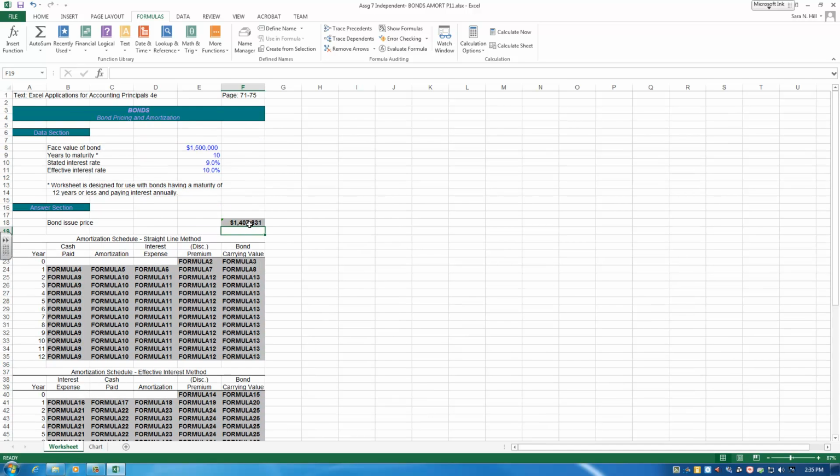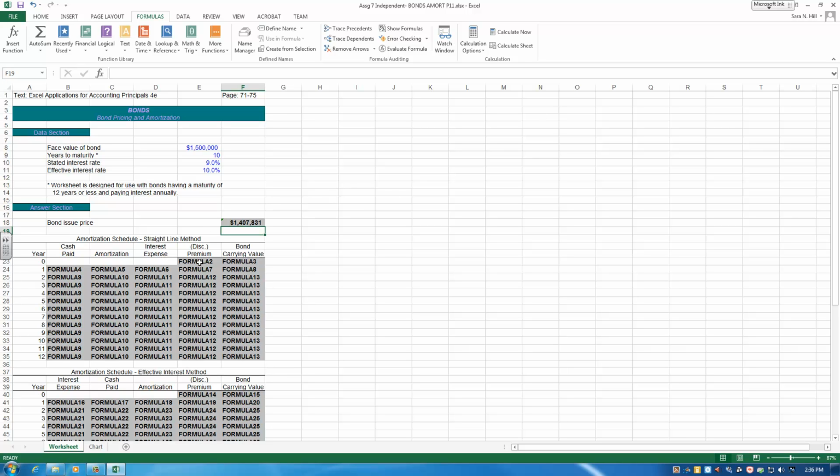So what that formula basically just told us is that since interest rates have risen and I, in a 10% interest rate environment, am buying an instrument that's paying me only 9% interest, I'm only going to be willing to pay $1.4 million for an original $1.5 million bond. Okay, so that's basically how to get started.